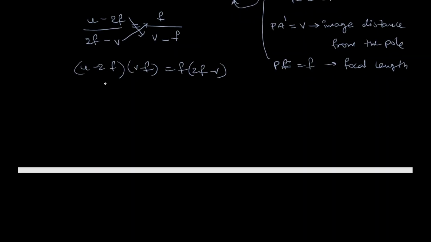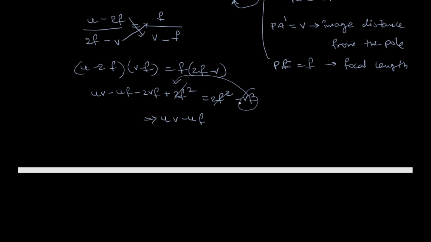Now you just multiply this. U into V minus UF minus 2VF, minus into minus plus 2F square. Okay, which is equal to 2F square minus V into F, right? Here plus 2F square, 2F square get cancelled. Therefore we are left with UV minus UF. If you bring this VF towards left hand side, okay, it will become plus VF. Here we have minus 2VF and plus VF. Therefore it will be minus VF, right? Which is equal to 0.